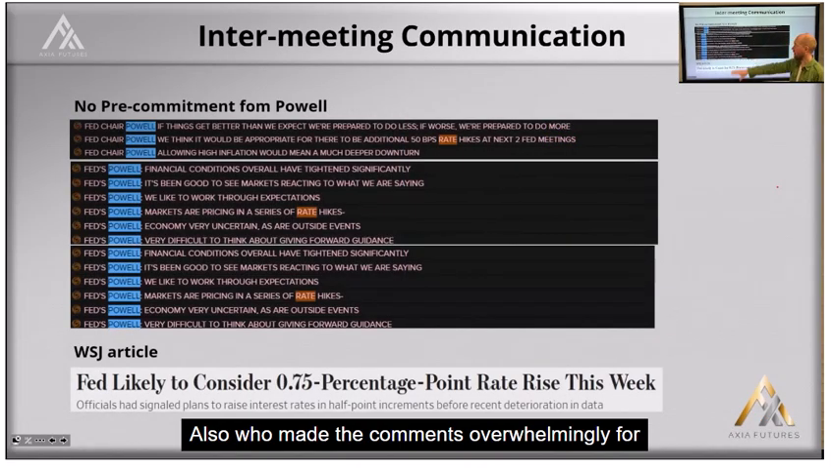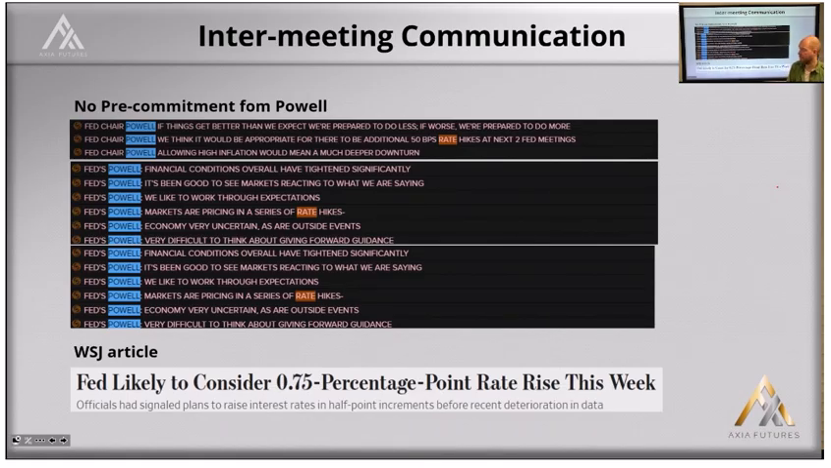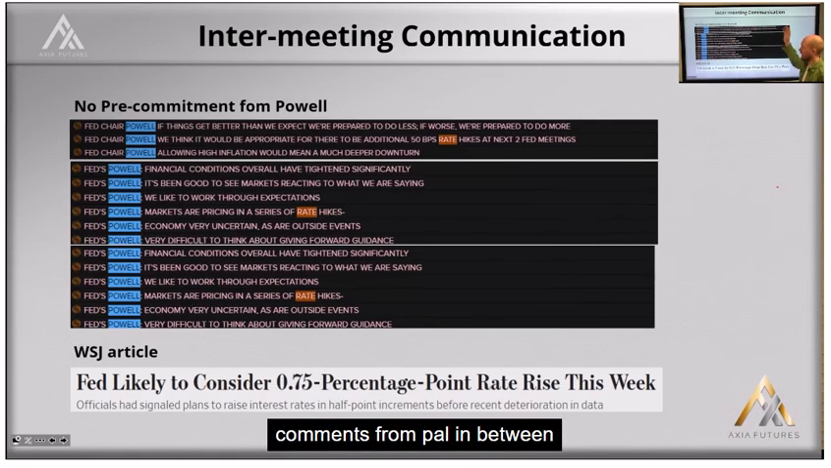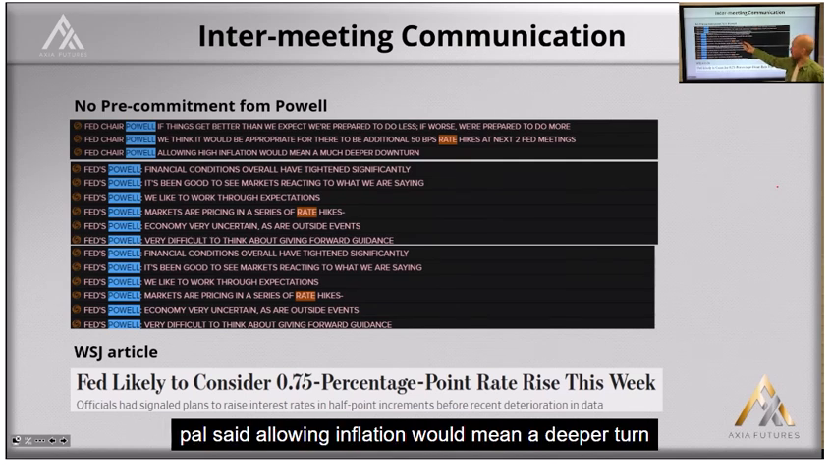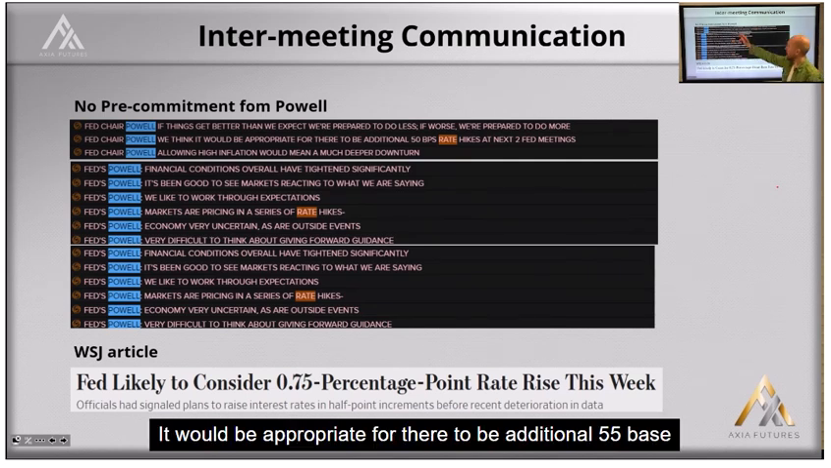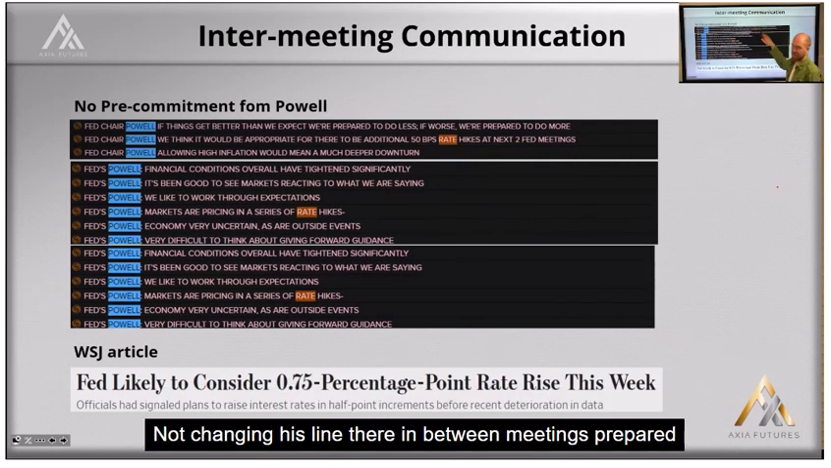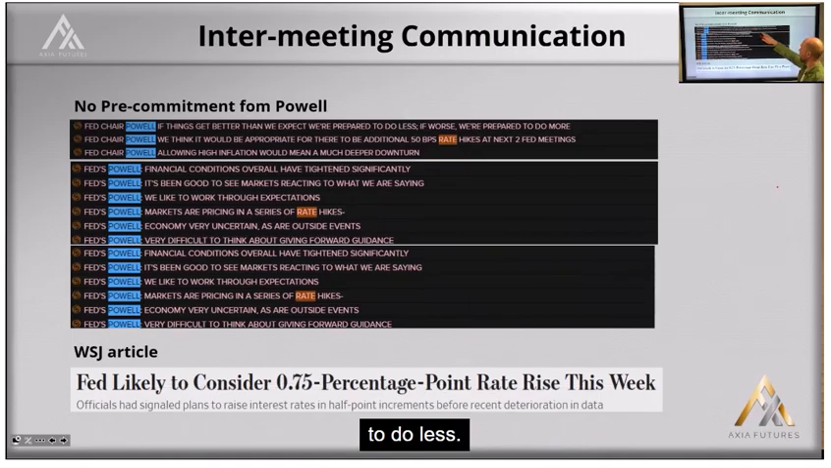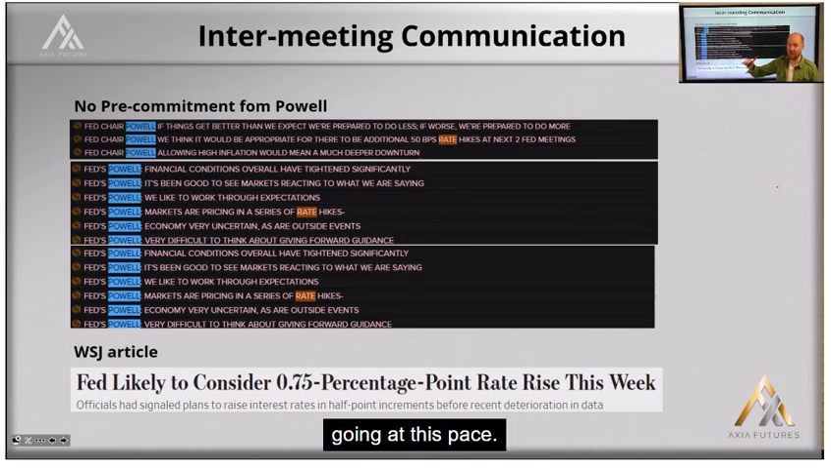Also, who made the comments? Overwhelmingly, for a central bank, the most important person is the chair. So, comments from Powell in between the meeting, prior to the Wall Street Journal article, which came out on the Monday before the meeting, saying Fed likely to consider 75 basis point hike. But prior to this, Powell said allowing inflation would mean a deeper downturn. It would be appropriate for there to be an additional 50 basis point rate hike at the next 2 meetings. So, not changing his line there in between meetings. Prepared to do less if things improve, and if worse, we're prepared to do more. So again, still very much toeing the line that they don't have to keep on going at this pace.